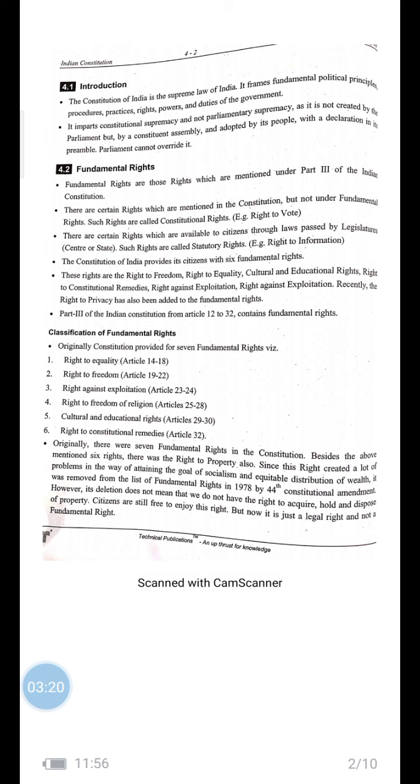These rights are the right to freedom, right to equality, cultural and educational rights, right to constitutional remedies, right against exploitation, and right to freedom of religion. And recently the right to privacy has also been added to the fundamental rights. Part 3 of the Indian Constitution, from Article 12 to 32, contains the fundamental rights. So mainly 6 fundamental rights are considered.